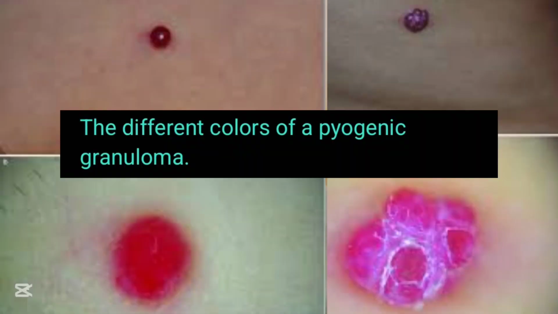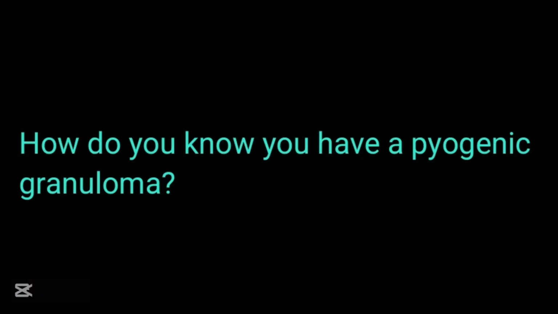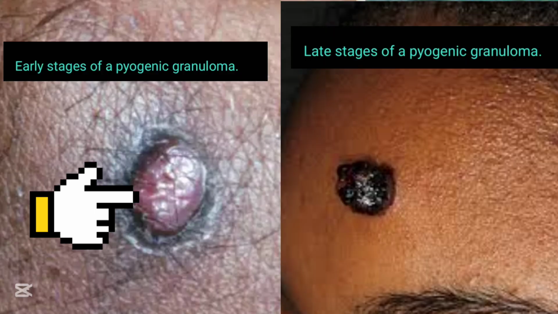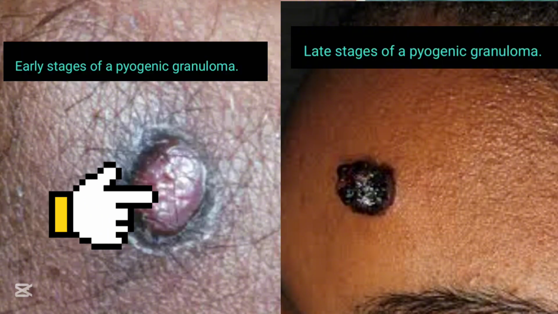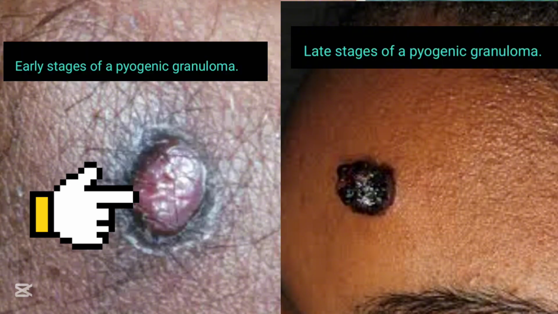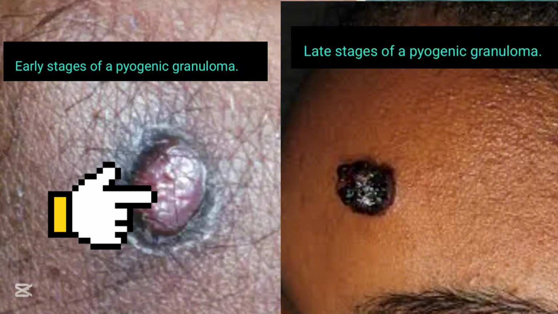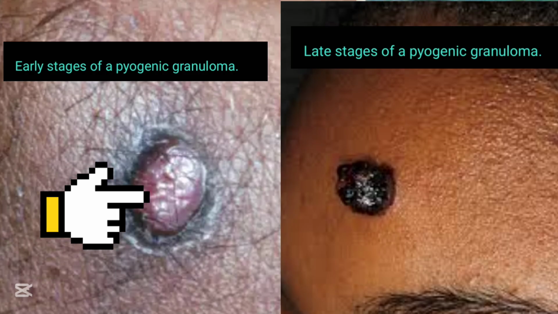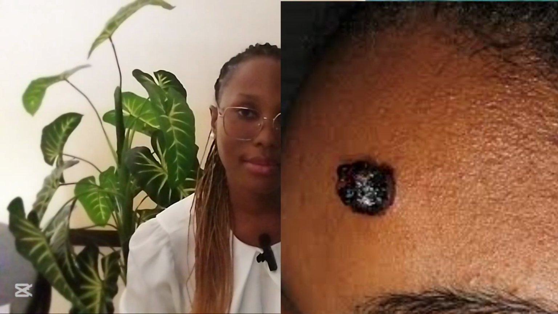It is usually red, pink, reddish brown, or purple in color. The pyogenic granuloma can be attached to your skin via a stalk, but sometimes it can just be attached directly to your body, the affected area. In the beginning, the surface of the pyogenic granuloma is usually smooth, but as time goes on, it can become rough and sometimes covered by a crust.